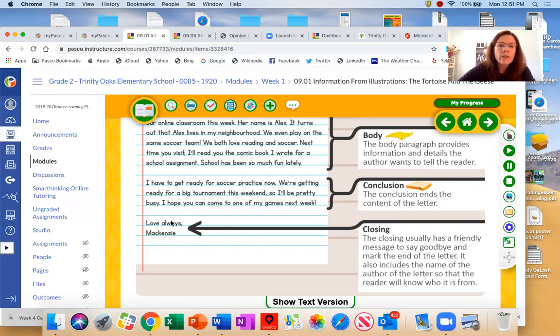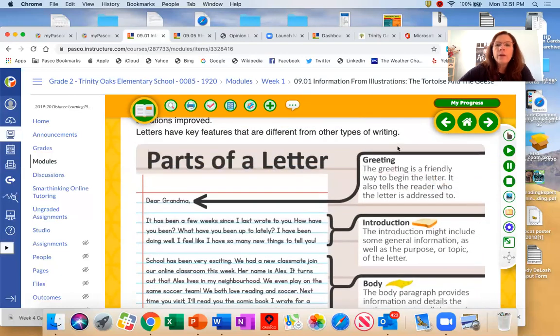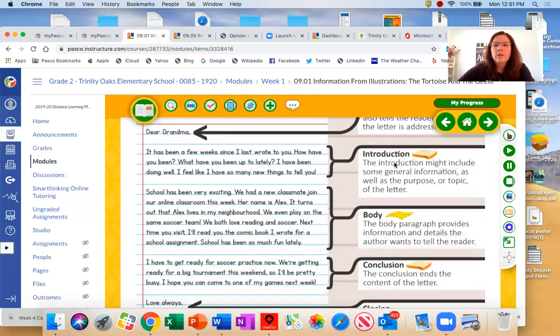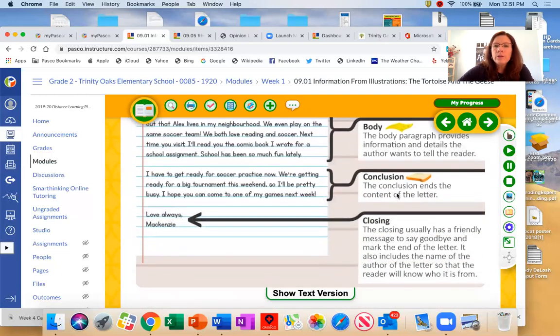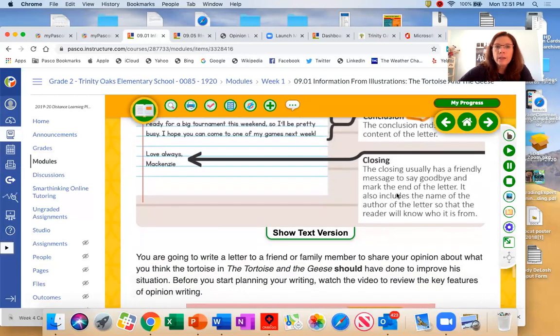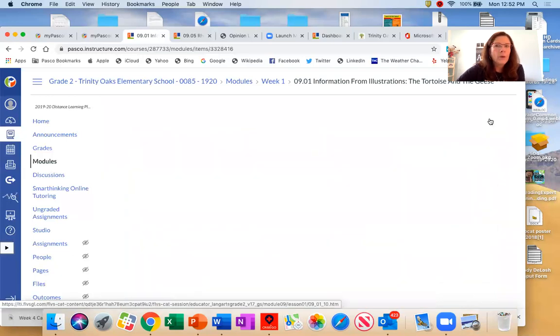Make sure that you include all of these pieces. You have to have the greeting, the introduction, the body, the conclusion, and the closing. Now, some friends left those things off of their sloppy copies. Now, on your final clean copy, I really want you to go back and look and find these pieces. And then, what are you writing about?